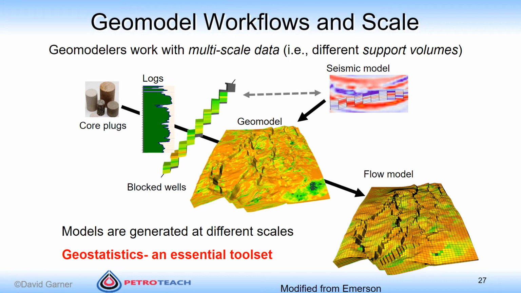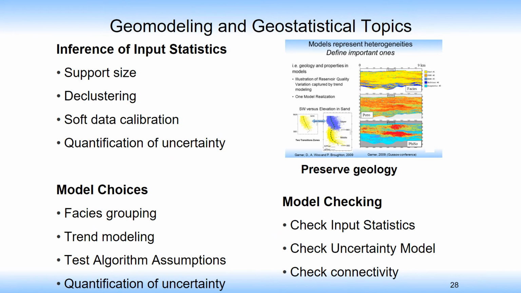We want to scale this kind of information into our grids. Seismic is often a larger scale and needs to be regridded or turned into probabilities. And then the geomodel and ultimately a flow model, which may be a larger or different scale, might be even smaller. So geostatistics is essential to addressing scaling issues in theory for averaging and non-averaging parameters.